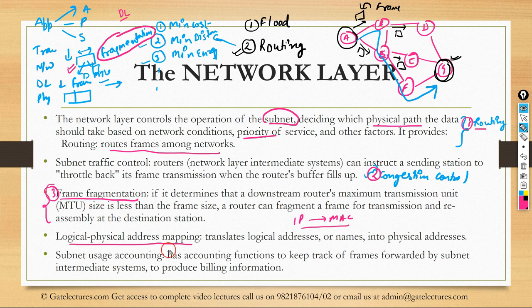So we can say logical physical address mapping translates logical addresses or names into physical addresses. For example, if you have an IP address, then you have to translate the IP address to the MAC address of that particular machine. That is also the responsibility of the network layer.